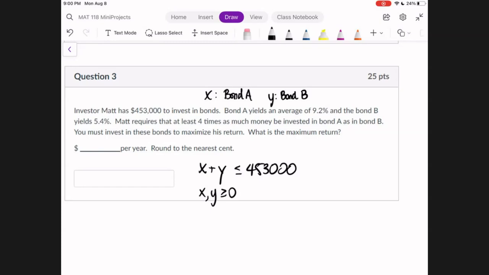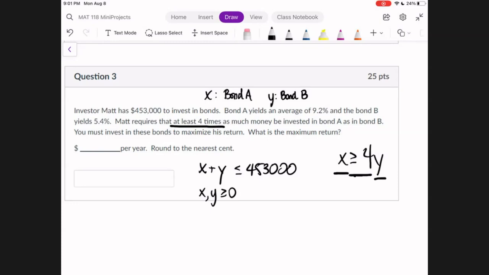And then we need to think about, it says at least 4 times as much money be invested in bond A as bond B. So if A is x, then 4 times as much money be invested in A as B. So if B is y, then you write it like this. So A is at least, so the problem requires that at least 4 times as much money be invested in A as B. So the amount in A is at least 4 times the amount in B.